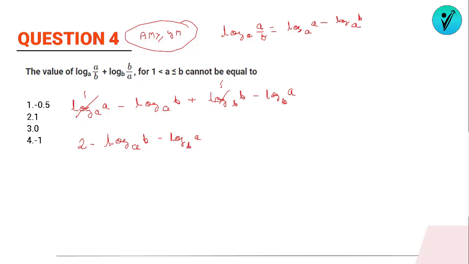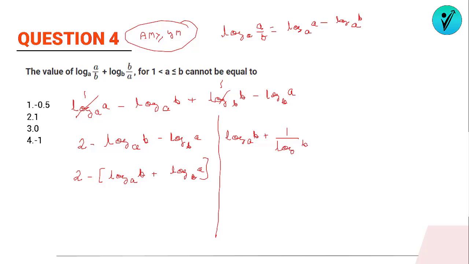Now if you take minus common out, I'll have 2 minus (log B with base A plus log A with base B). Now I have to find what can be the values of this expression. So I'm writing it down here. Now instead of log A with base B, can I write it like this? It will be log of B with base A plus 1 upon log of B with base A. We can interchange the relations.